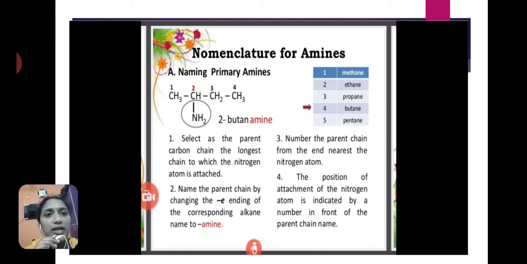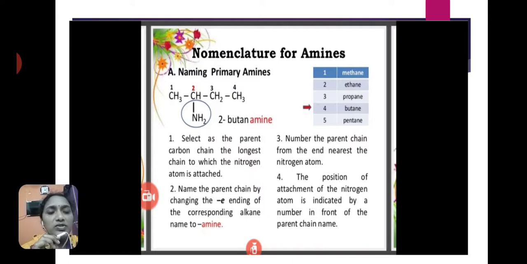Here's one example compound: CH3 CH CH2 CH3. The second carbon is having the NH2 functional group, so it is called 2-butanamine. First, select as the parent carbon chain the longest chain to which the nitrogen atom is attached.